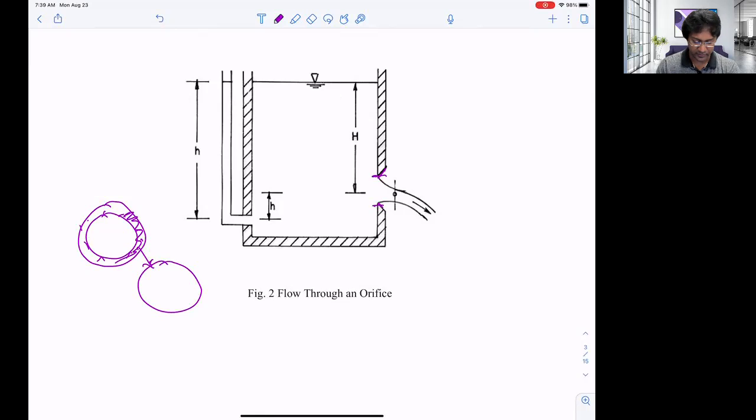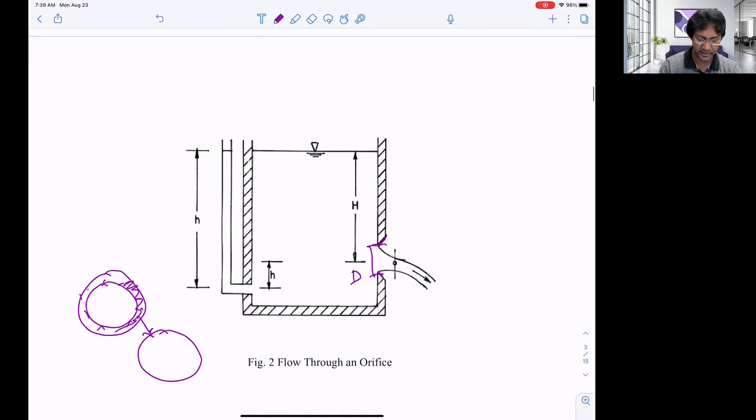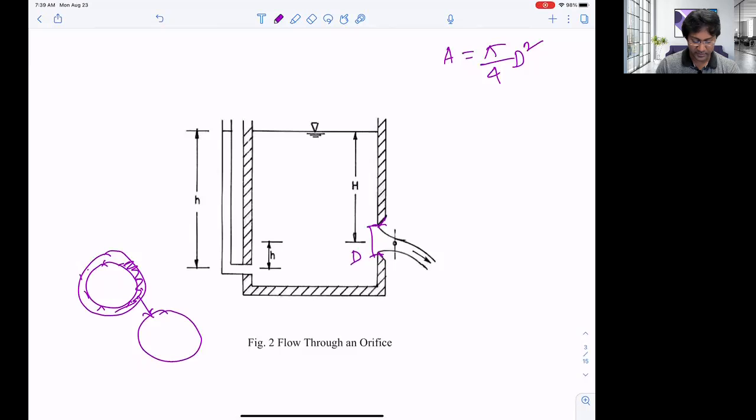And we know the diameter. If you know the diameter D of this, and since it is circular, then we can easily calculate the area, right? Area, what is the equation? Pi over 4 D squared. So we can calculate that. So let me just explain the setup.